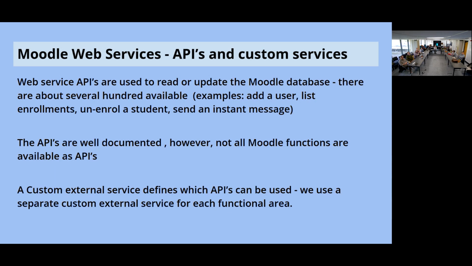So at Fife, we have to define this thing called a custom external service. And what we've chosen to do is set up several services depending on what the program is doing. That allows us to give each token a unique set of things it can do and capabilities it's got.